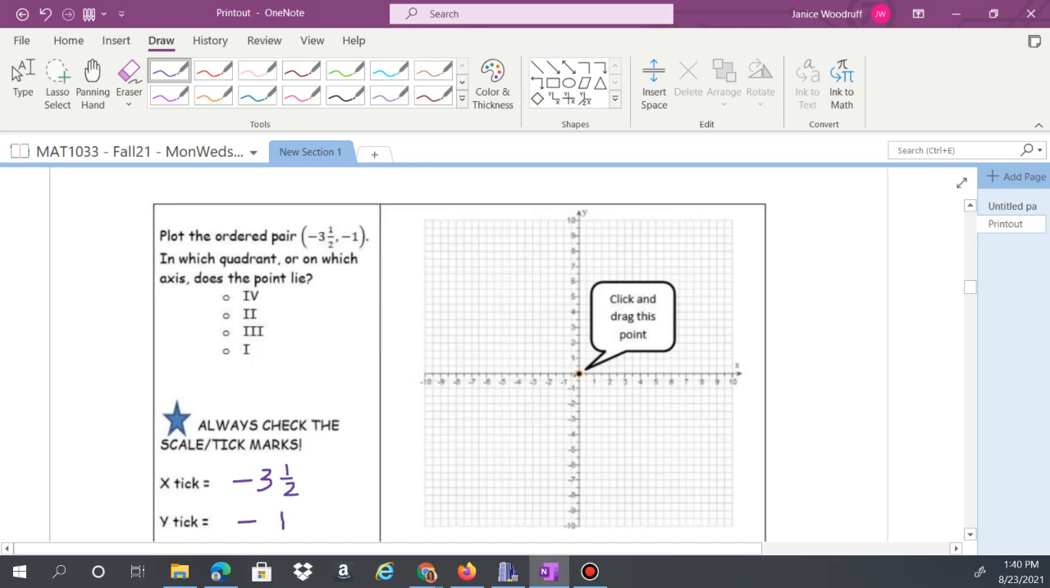So if we do that, looking at this problem, I've got -3, we're looking at the x-axis. So -3.5 is about right here, and then I have -1, so I'm going to go down 1, about right here. So this should be about right here for my point. And what quadrant is that? Quadrant 3. So it's usually just a two-part question. You do the graph part, and then you go to the second part, and it'll ask you the quadrant.